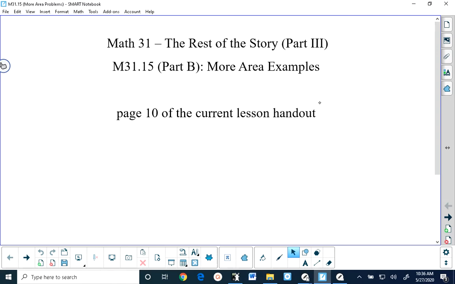We're looking today at a continuation of section 31.15, or lesson 31.15 if you like. I'm just calling this part B and we're looking at more area examples today. There's only 2 examples we're looking at. It's a fairly short lesson, and then we're going to continue with part C next week. This is on page 10 of your current lesson handout.